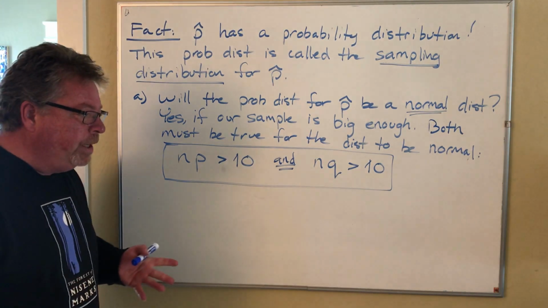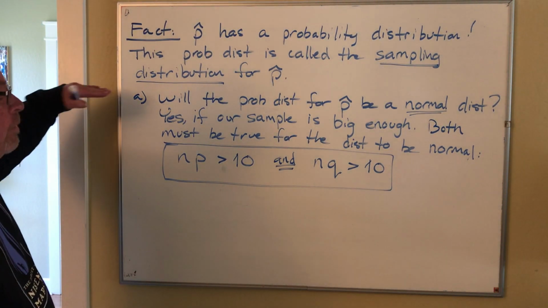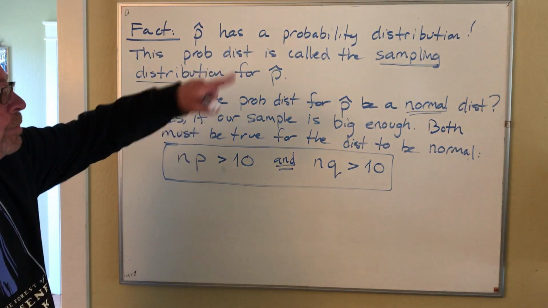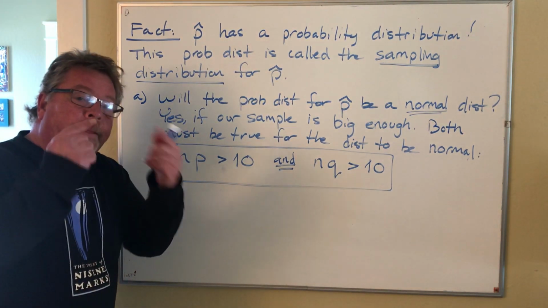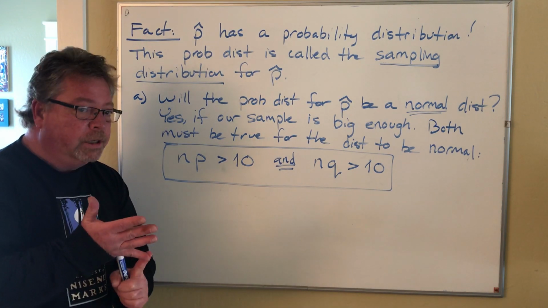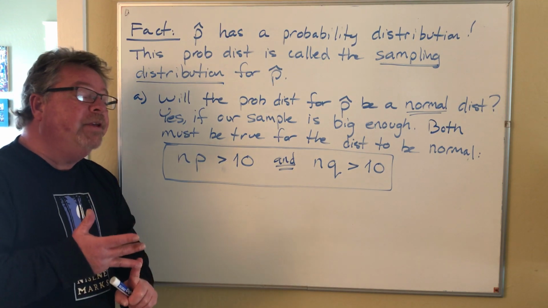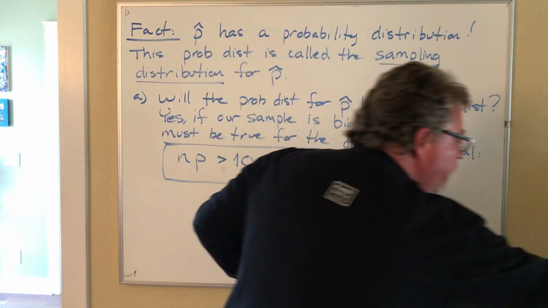We need to be able to find it as we're learning about this. Okay, so that's the first thing that we need to talk about for this probability distribution. The next two things hopefully are predictable. We need to talk about the mean or expected value for p hat, and we need to talk about the standard deviation for p hat. So let's get into that.